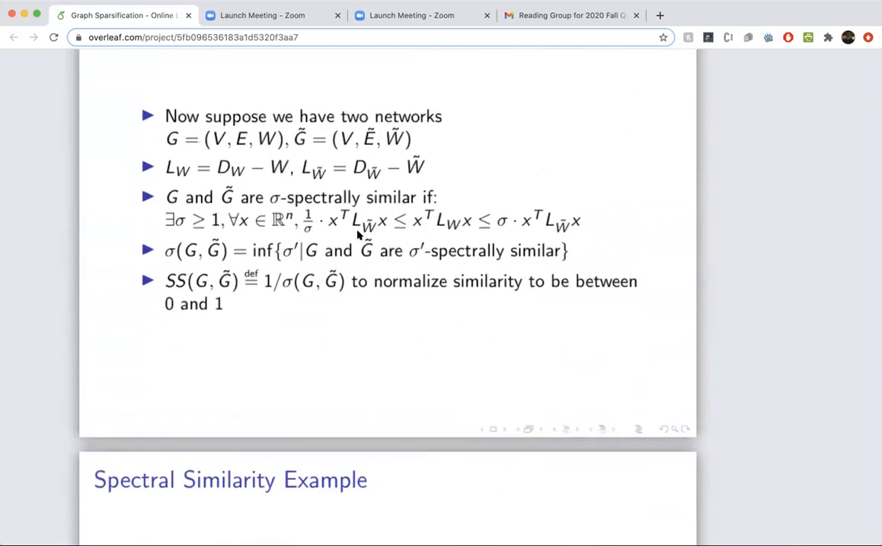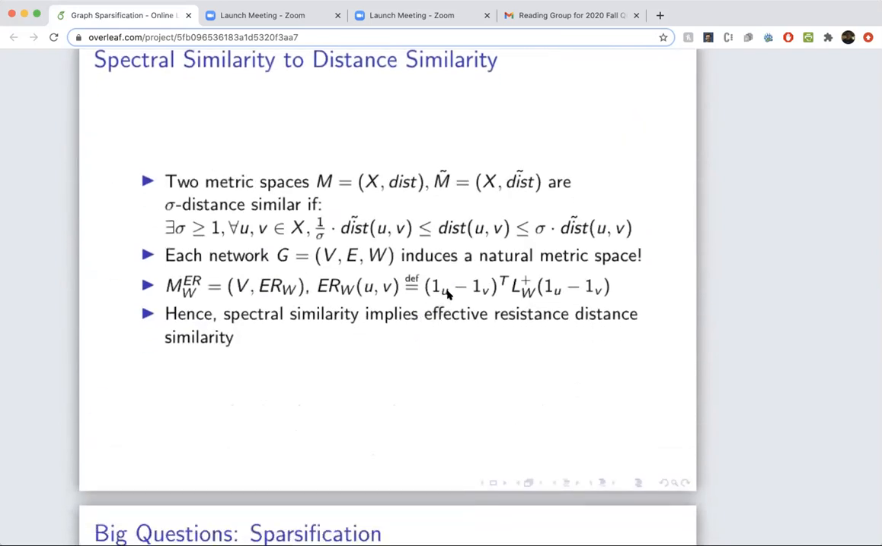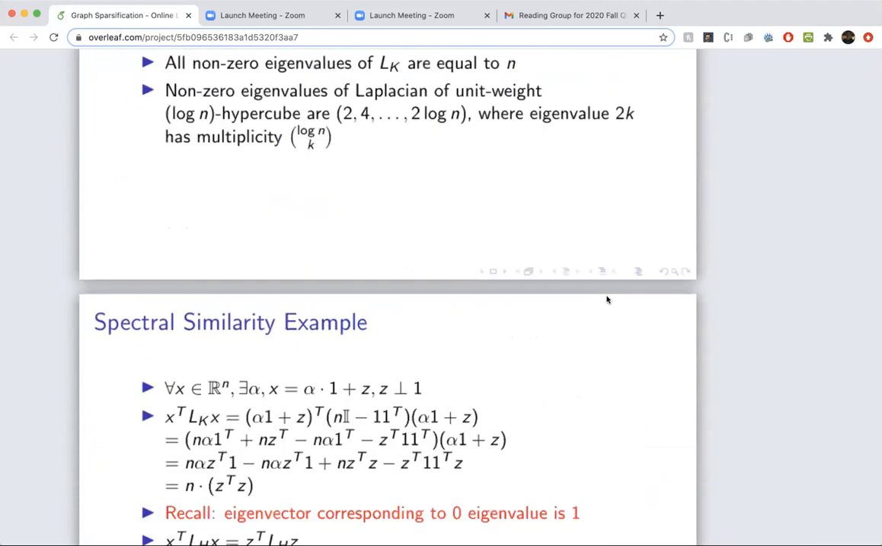Because we can actually write these X transpose X as essentially equivalent to this one, this delta U minus delta V, delta U minus delta V.